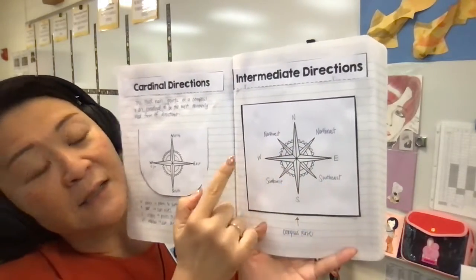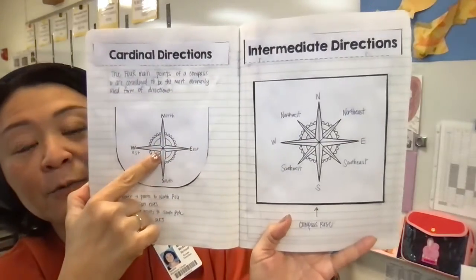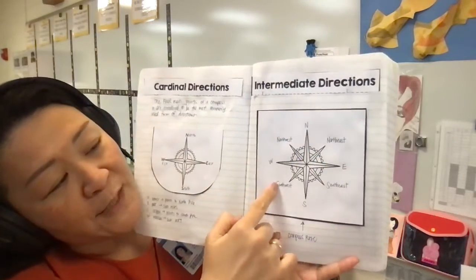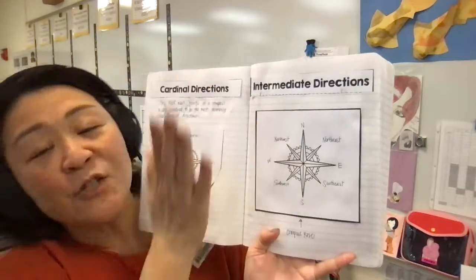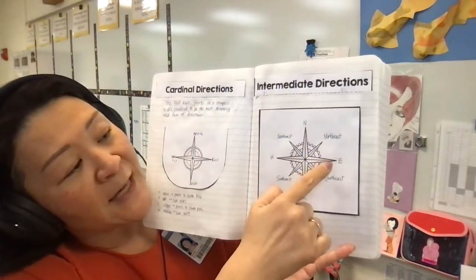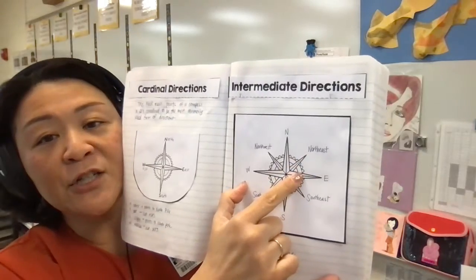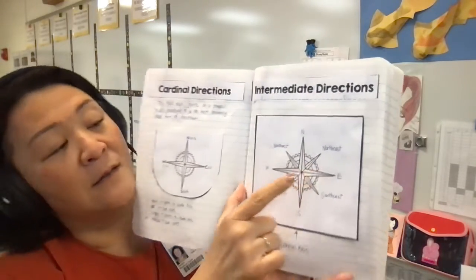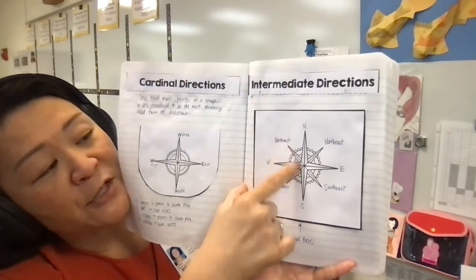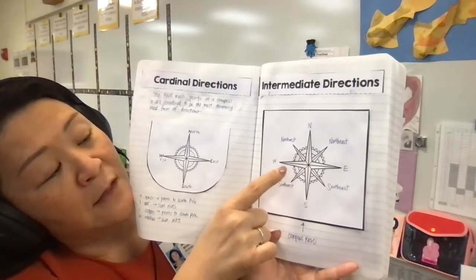Okay? So it looks a little different than this original compass rose. The diagonal directions tell you intermediate, in between directions. So between north and east, the direction is northeast. Between north and west, the direction is northwest.